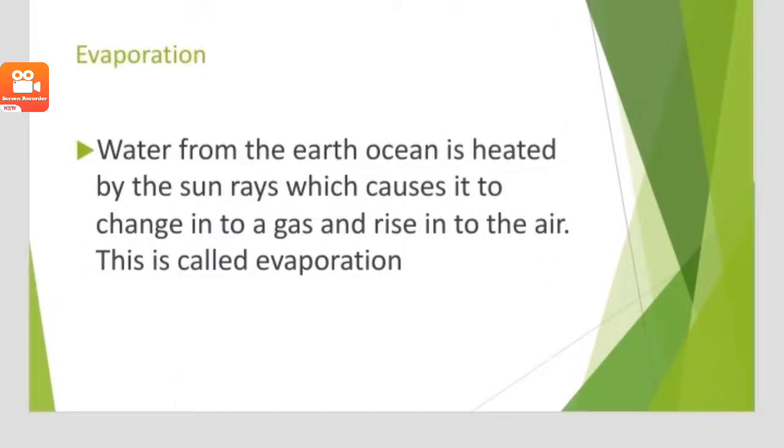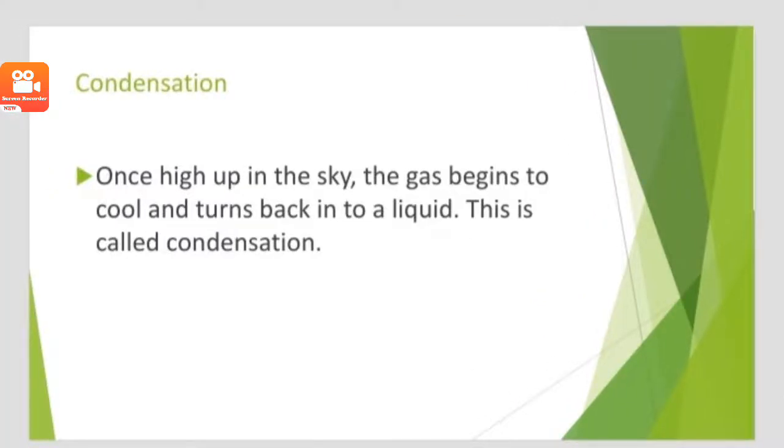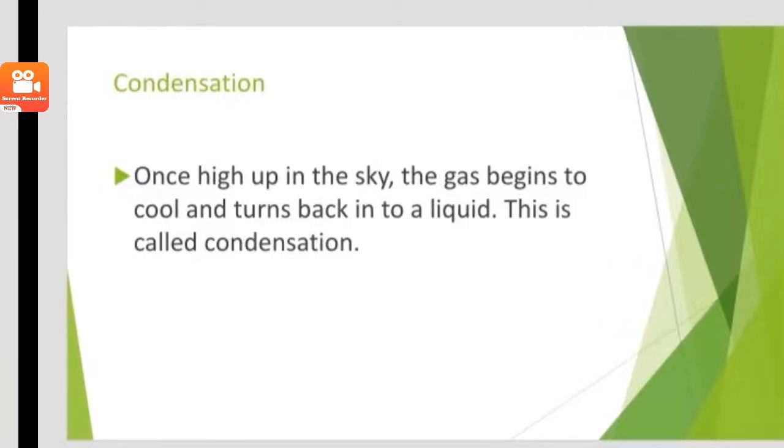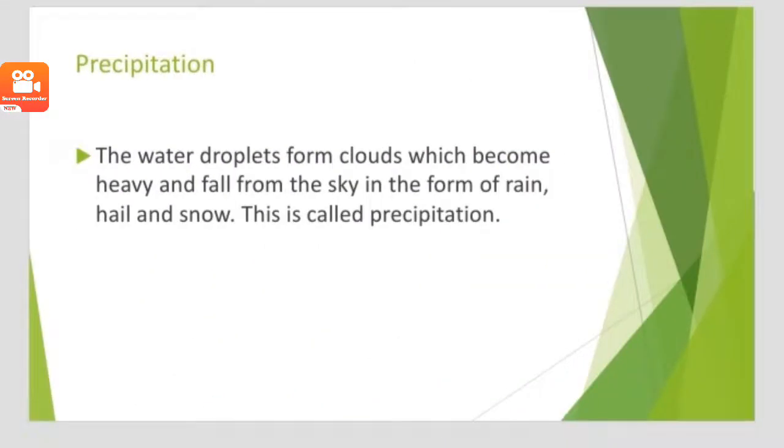The first step is evaporation. Water from the earth and oceans is heated by the sun's rays, which causes it to change into a gas and rise into the air. This is called evaporation. Number two is condensation. When the water vapor moves high up in the sky, the gas begins to cool when it comes in contact with the cooler air and turns back into a liquid state. So this is called condensation.